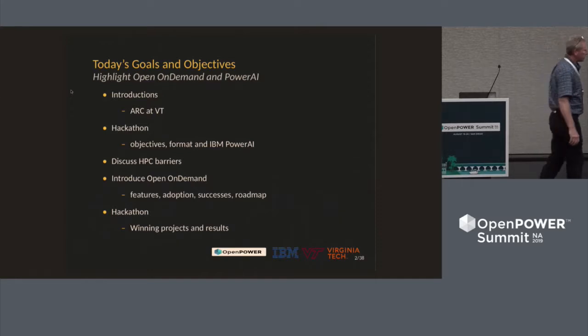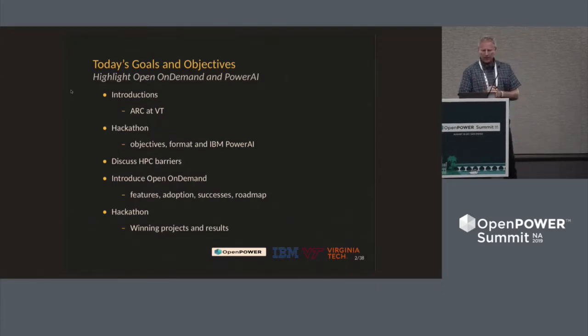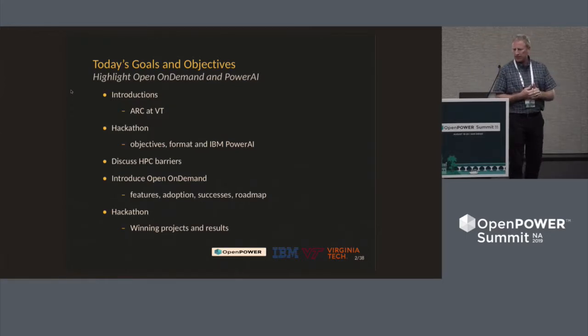So this is really the agenda. I'm going to talk kind of fast since we're already 10 minutes late. But anyhow, what I'm going to do is introduce ARC at VT, for those of you that don't know us, talk about the hackathon, talk a bit about the barriers to HPC as I see it, introduce something called Open OnDemand, which is the enabler that I was talking about. And then we'll talk about some of the hackathon projects.